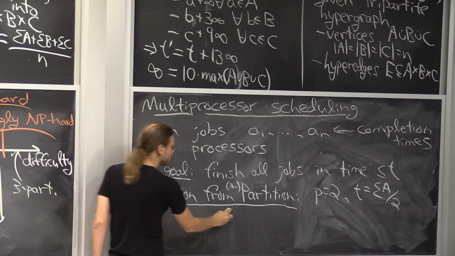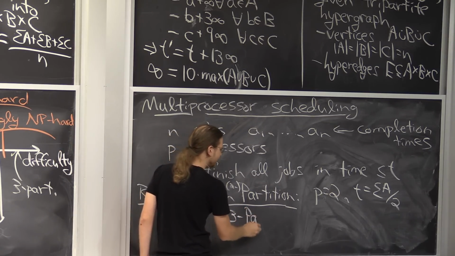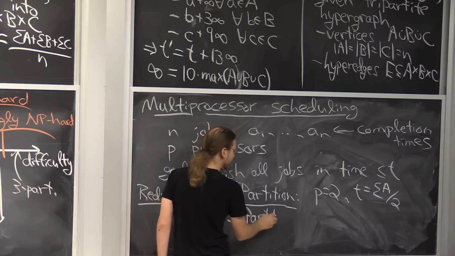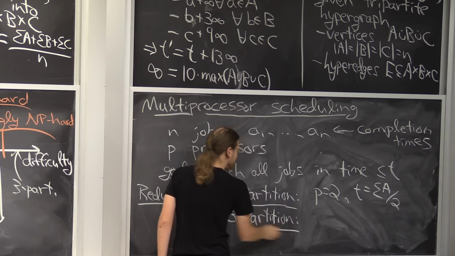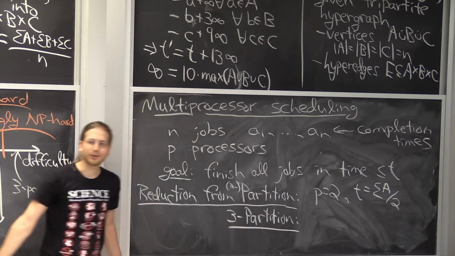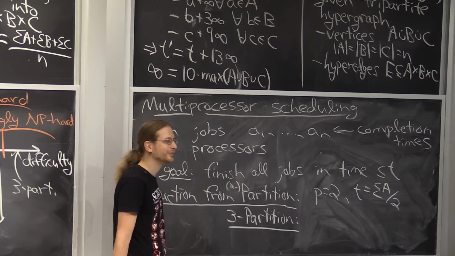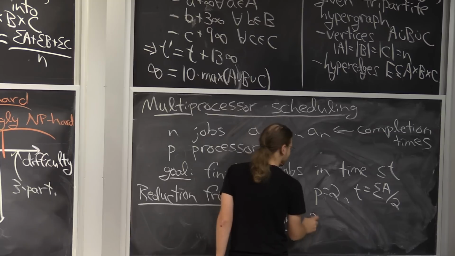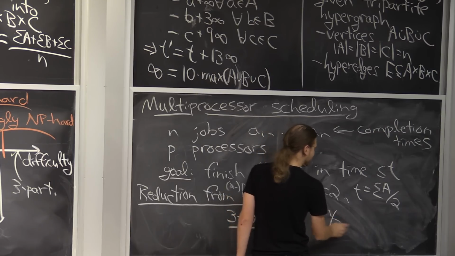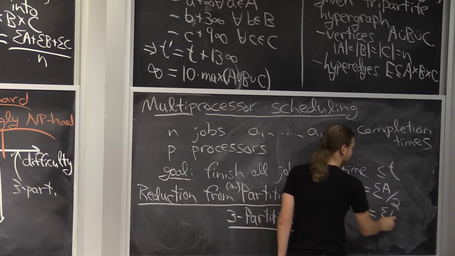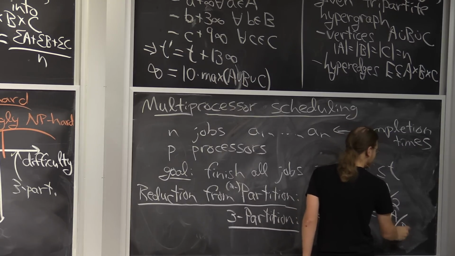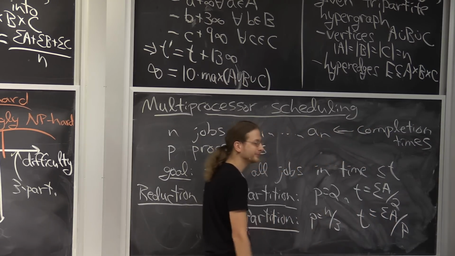Okay, let's do a reduction from, so now we know the problem is at least weakly NP-hard, but in fact it is strongly NP-hard because we can reduce from three-partition. What do you do? P equals n over 3. That's it. You set T accordingly, the sum of the a_i's over P. Done.